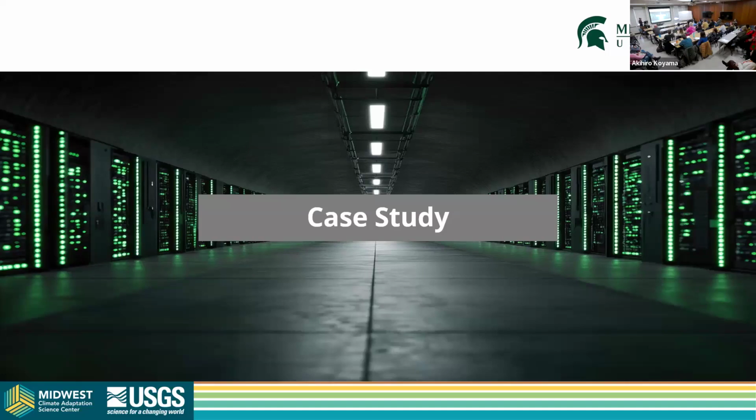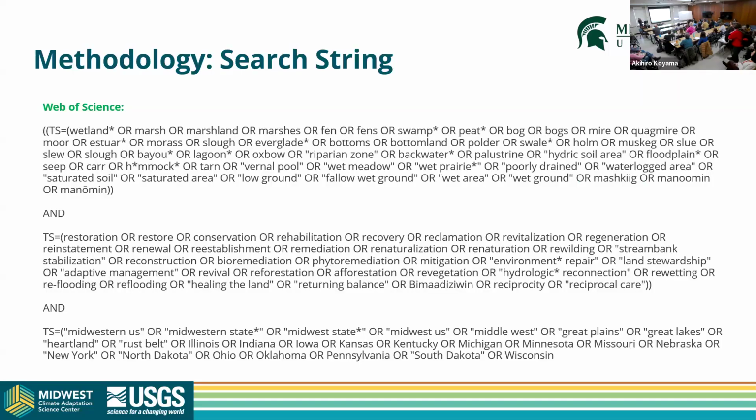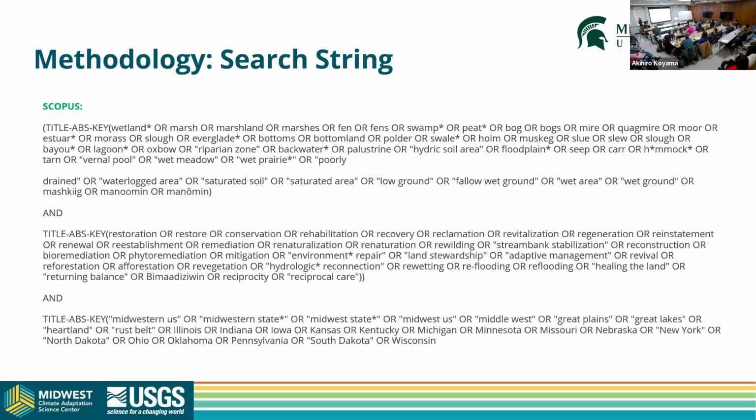So here is our case study, where we try to understand the research gaps within the history of wetland restoration research in the Midwest region. We have been working with our library, and this is the Boolean search string that we utilize for getting the article list from Web of Science and Scopus. These are the two databases that we use to find the reference materials that we will use to review in our research work.